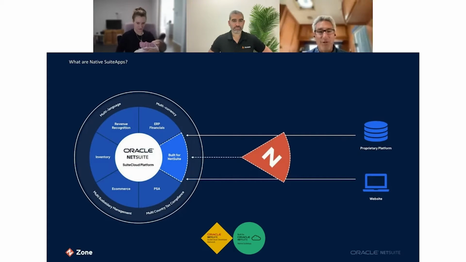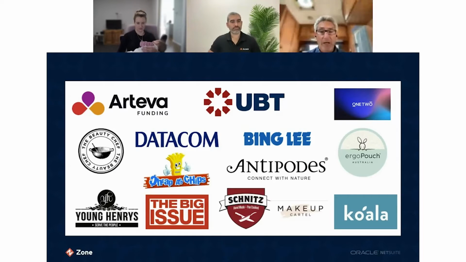Anyway, yeah, I'm pretty sure you'll have a good idea about what native NetSuite apps means. Great, if we want to jump into the next slide. Okay, this is just a view of some of our clients. Of course, Young Henry stands out for me, being a beer company. But I'm sure you've all heard of the Big Issue before, and Bing Lee. So that's just a few of the brand names that are using NetSuite today, or Zone today.